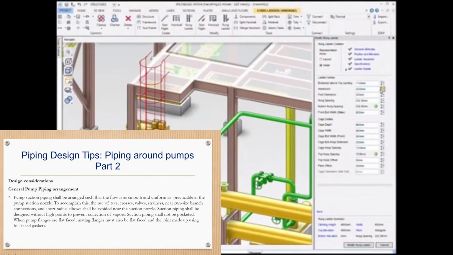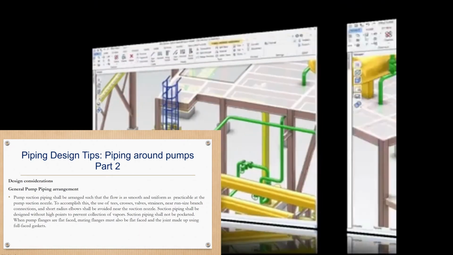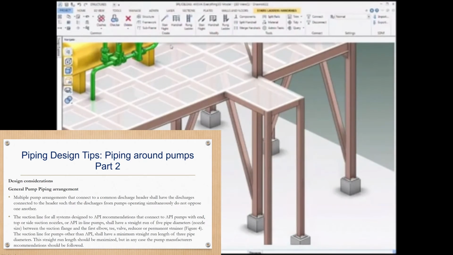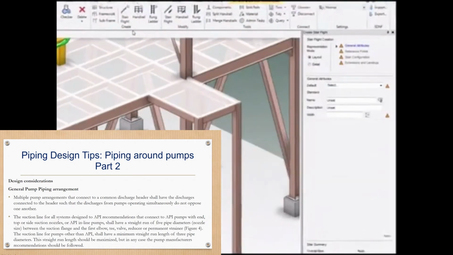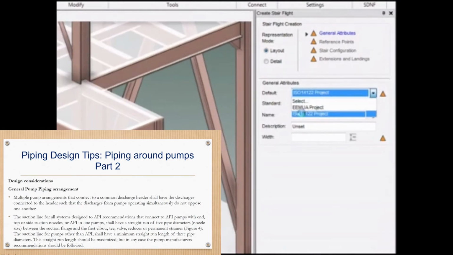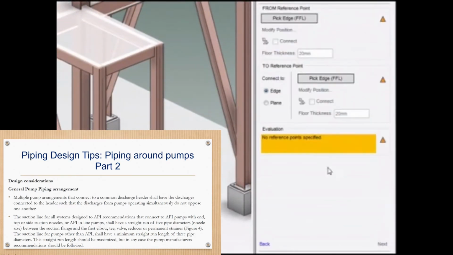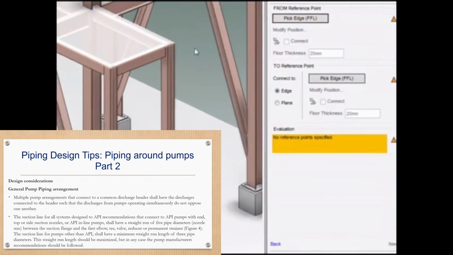When pump flanges are flat face, mating flanges must also be flat face, and the joint made up using a whole face gasket. Multiple pump arrangements that connect to a common discharge header shall have the discharges connected to the header such that the discharges of pumps simultaneously do not oppose one another.